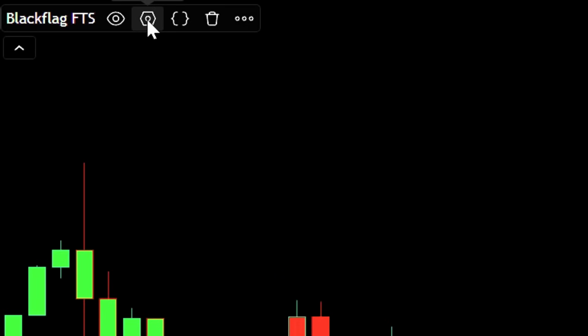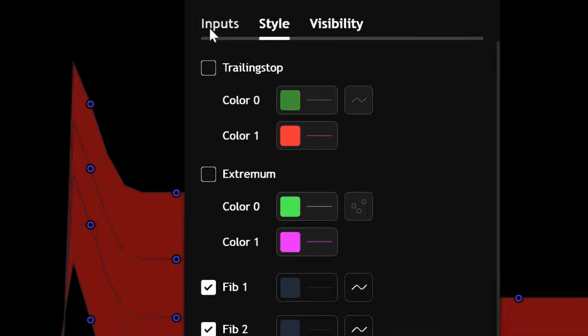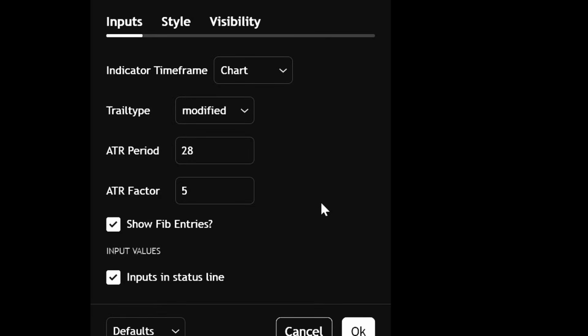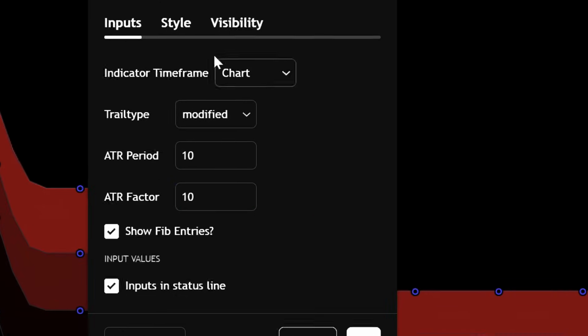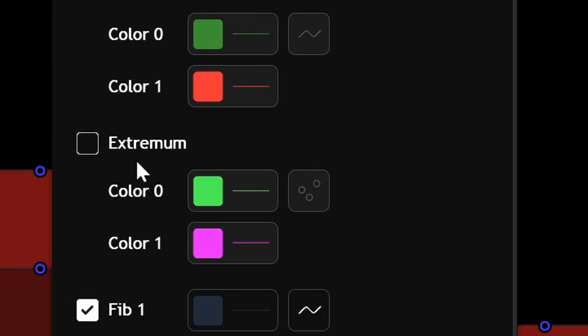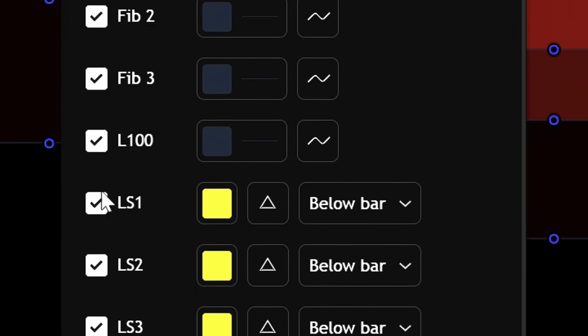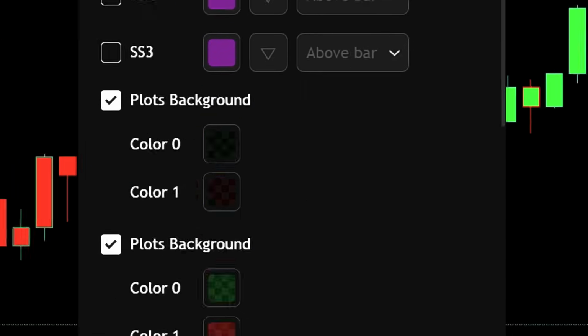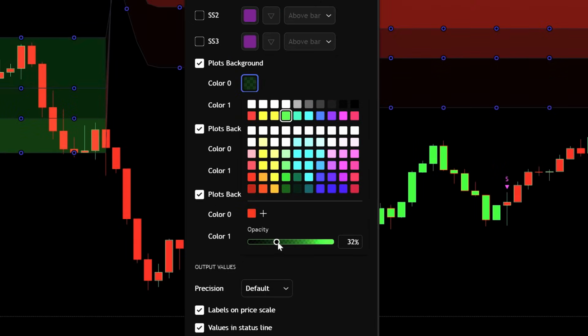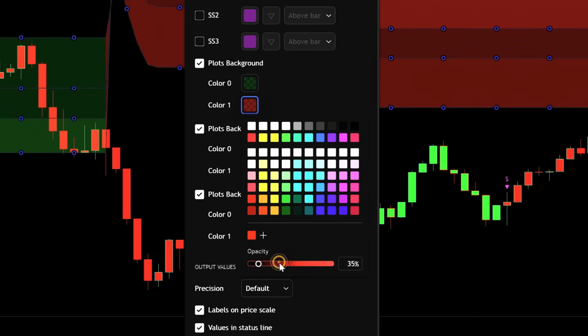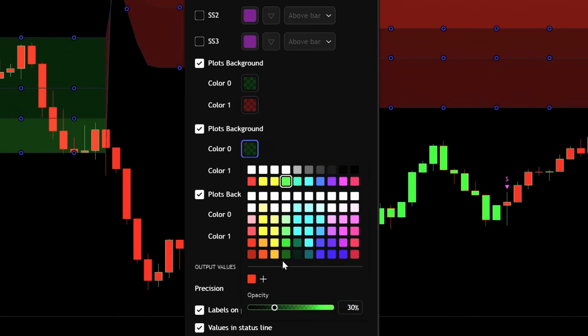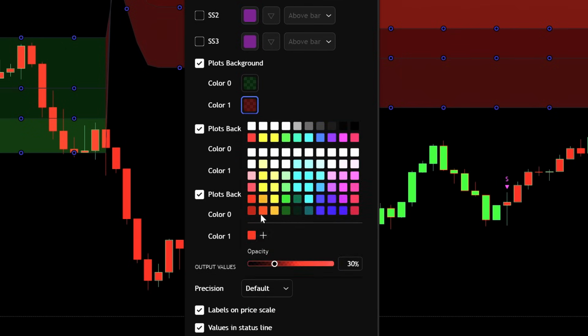Now you'll see it draw as a colorful ribbon. But before we use it, we gotta make a couple of quick adjustments. So go into the settings and the Inputs tab, change the ATR period to 10, then also change the ATR factor to 10. Make sure to get those numbers dialed in. After that, let's clean up the look. Head over to the Style tab. We're gonna disable Trailing Stop, Exclamation, LS and SS options. We only need the Fib options and the plot backgrounds for this TradingView strategy to work perfectly. Trust me, it'll make your chart look way cleaner.